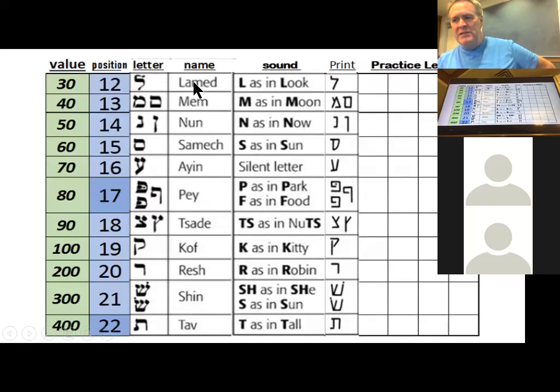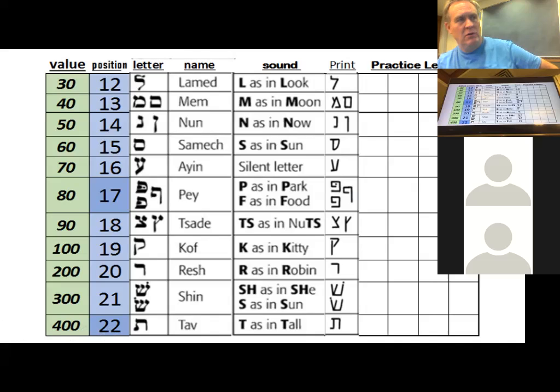Okay, at the top, Lamed says lo. Mem says mo. Nun says no. Samek says so. Ayin is quiet, doesn't say anything at all. It's a glottal stop. Okay, Pe says po and fo. Tsadi says tso. Kof says ko.